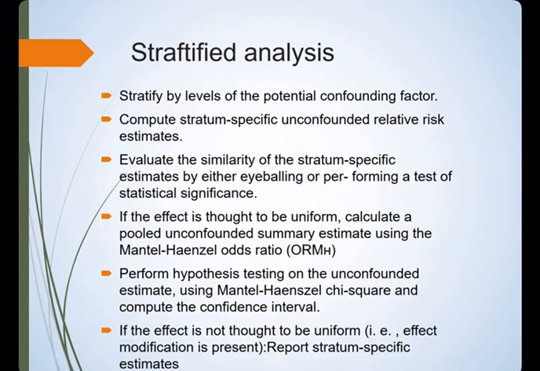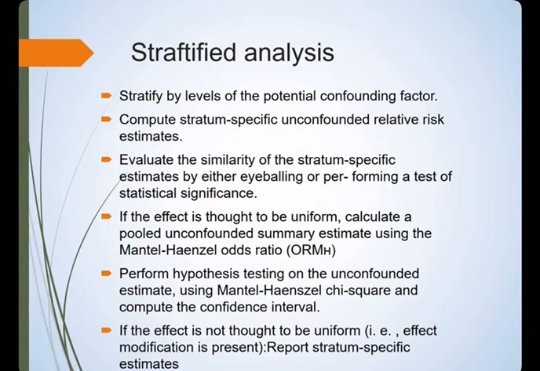A stratified analysis is a technique to control confounding factors that involves the evaluation of the association within homogeneous categories or strata of the confounding variable. It is possible simply to report the unconfounded relative risk or odds ratio estimate for each stratum and calculate the confidence interval around each estimate. It is also useful to calculate a single summary estimate of the association between exposure and disease once the effect of the confounding factor has been taken into account.